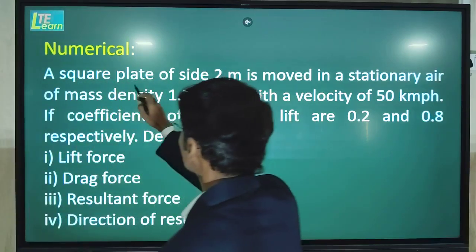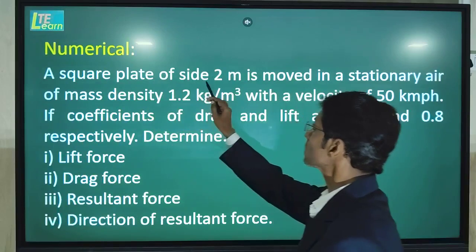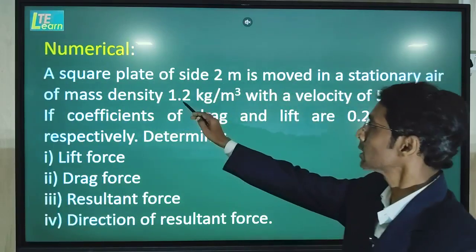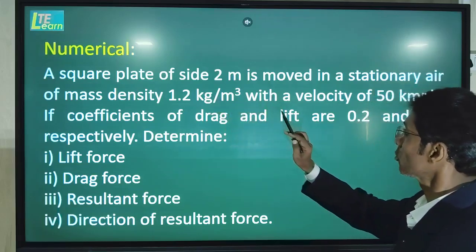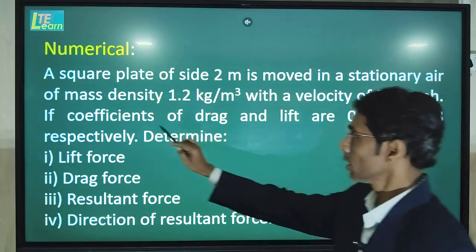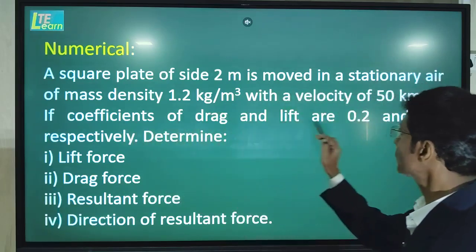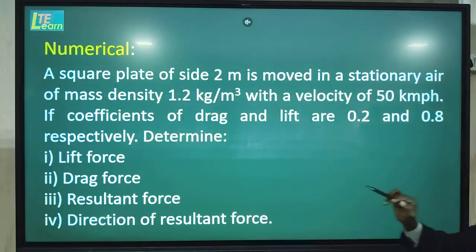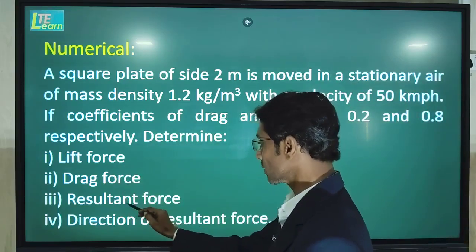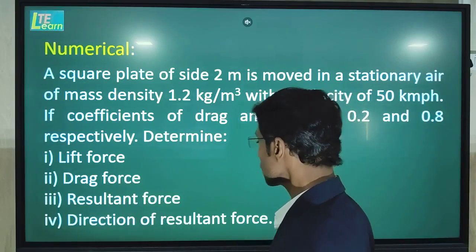Statement of the numerical is given. A square plate of side 2 meter is moved in stationary air of mass density 1.2 kg per meter cube with a velocity of 50 kmph. If coefficients of drag and lift are 0.2 and 0.8 respectively, determine lift force, drag force, resultant force and direction of resultant force.